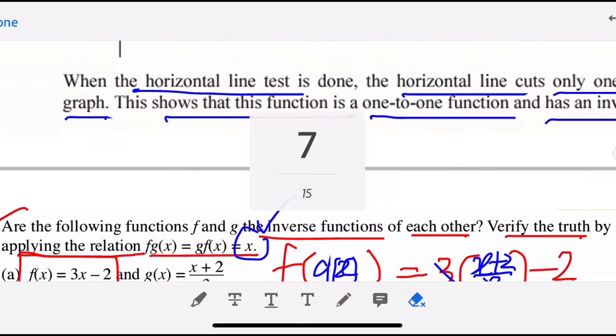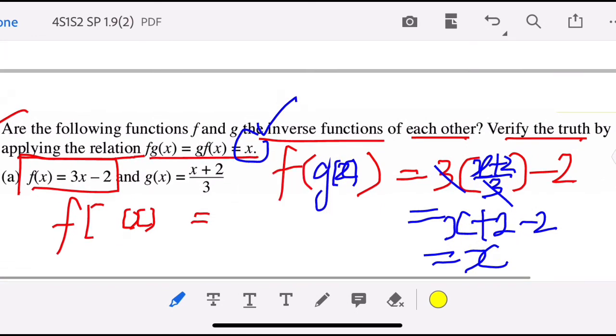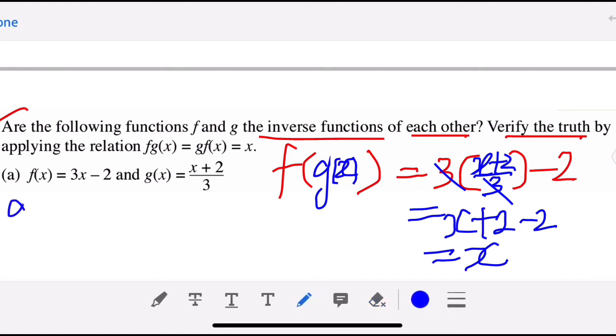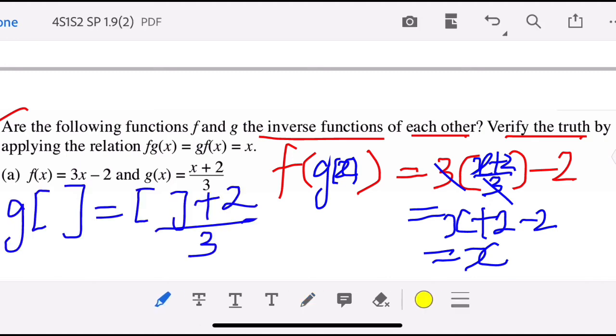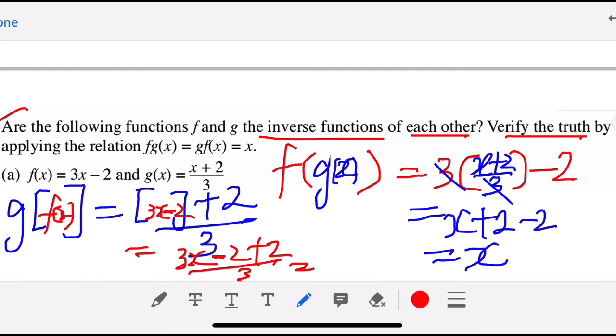Now let's try g(f(x)). Let me show you how to find g(f(x)). We will substitute f into g, so we copy the function g first. When we see x, we leave it blank, and then we substitute f into g, which is 3x minus 2. So we have 3x minus 2 plus 2, which is cancelled out, divided by 3. So we have 3x over 3, which is x.